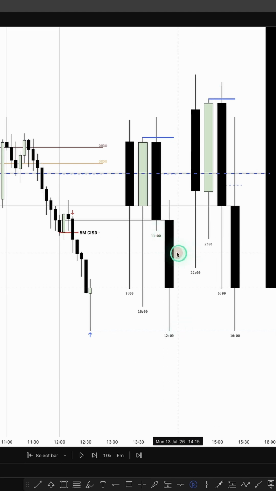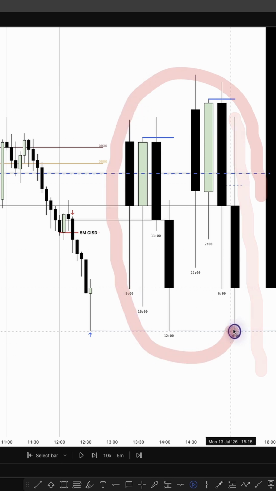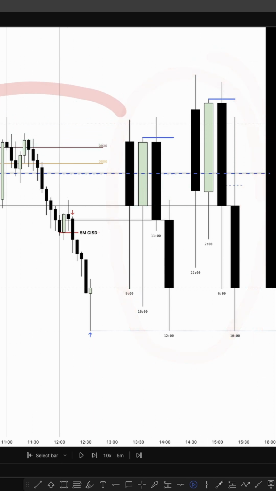So now you are aligning, this is what I call the alignment. You're aligning the 1 hour, 12 o'clock candle, C3, with the 4 hour, 10 o'clock candle, which is C3. So you're trading both C3s on the 1 hour and the 4 hour. And then you're trading the invalidation of the midpoint because the bias was technically bullish.